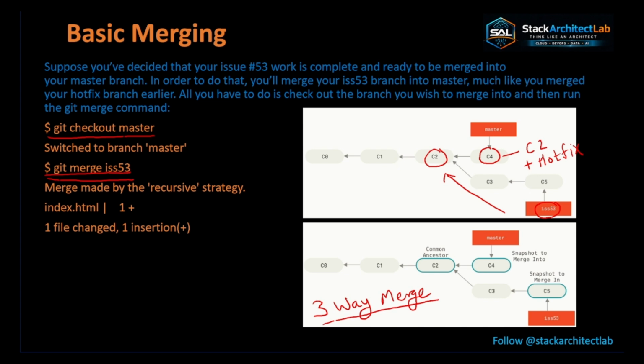It has taken the two snapshots pointed to by the branch tips and the common ancestor of the two. This was the common ancestor number one, this is the second, correct? This is our third. So these three it has taken and created the three-way merge. This is another terminology which people keep using in interviews and which you should know.